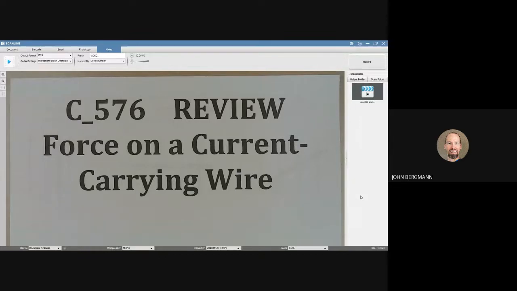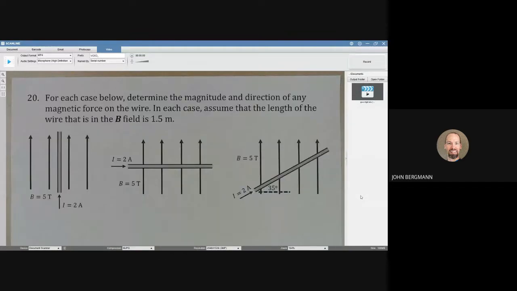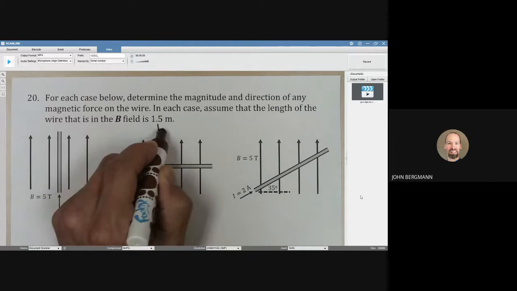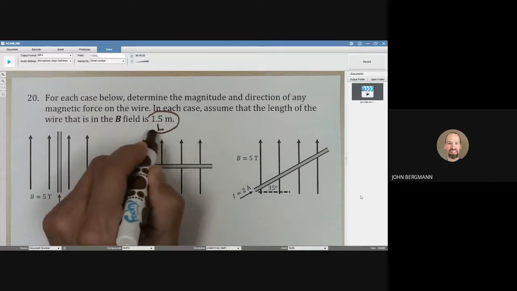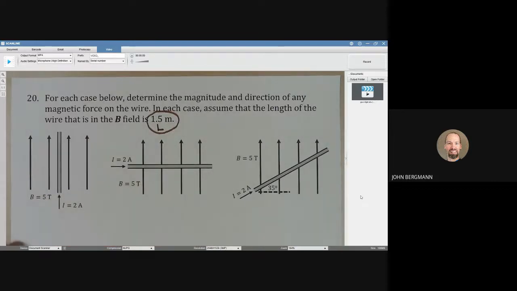Force on a current carrying wire. For each case below, determine the magnitude and direction of any magnetic force on the wire. In each case, assume that the length of the wire that is in the B field is 1.5 meters. L, we are assuming in every single case, is 1.5 meters.